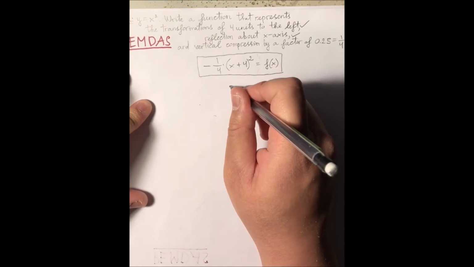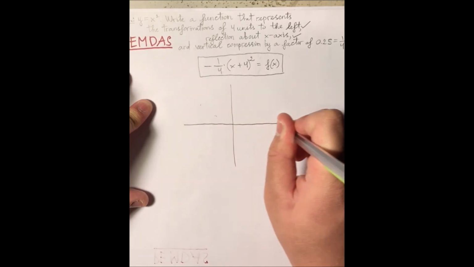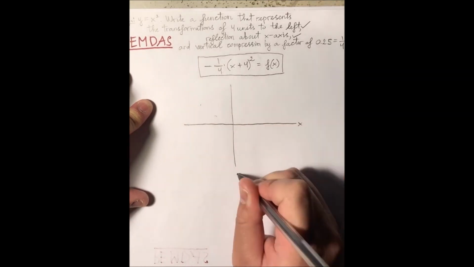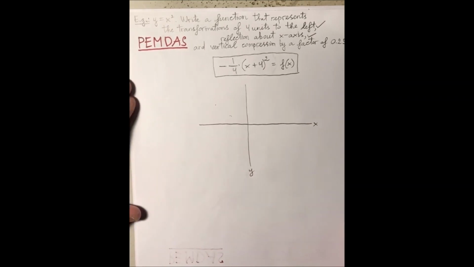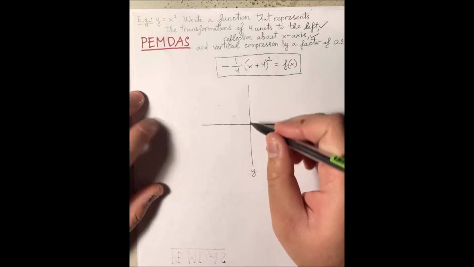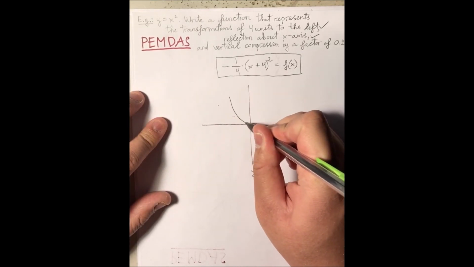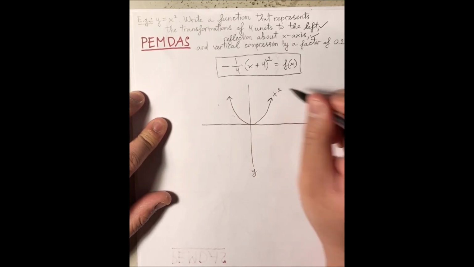Now, how do we graph it? This is x, this is y. Well, the way we graph it is in the same order as PEMDAS. So we start out with the parent function first. So for the original function, which is x squared.